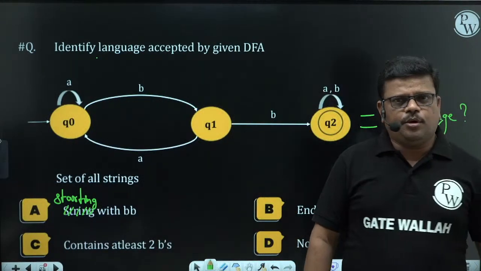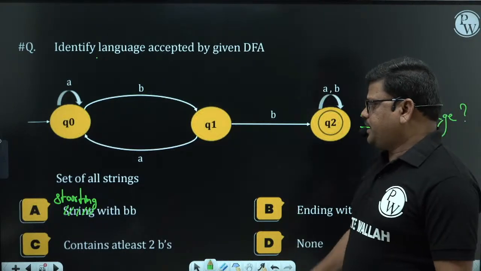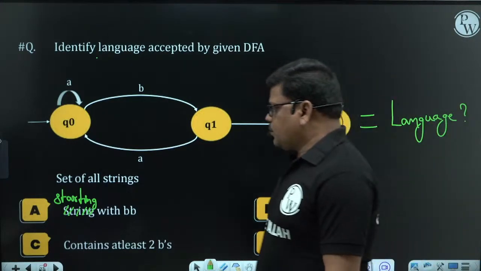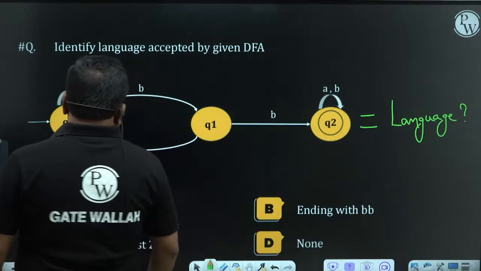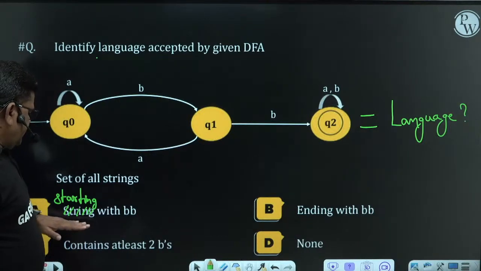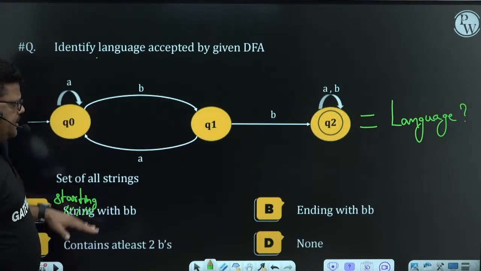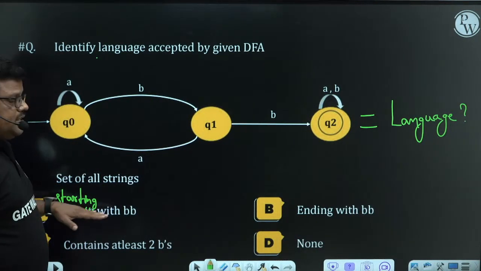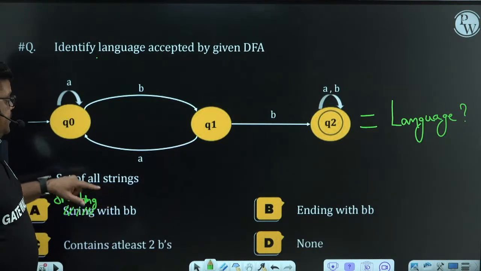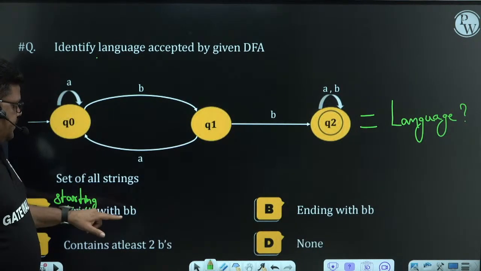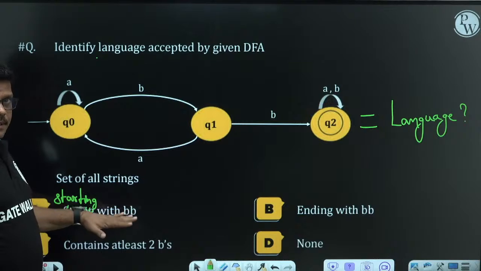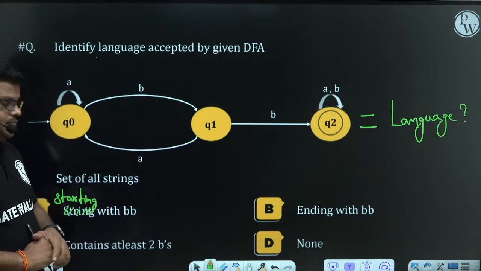Try to eliminate from the options. Let us take option A and see whether it is the correct option or not. It says the language accepted by this DFA is the set of all strings starting with double B. That is, only strings starting with double B are accepted. That is the meaning of option A.